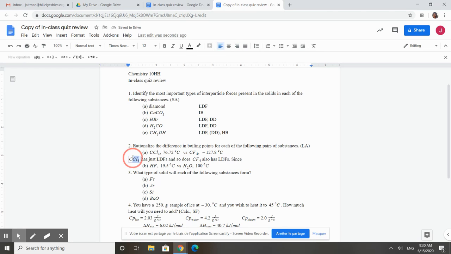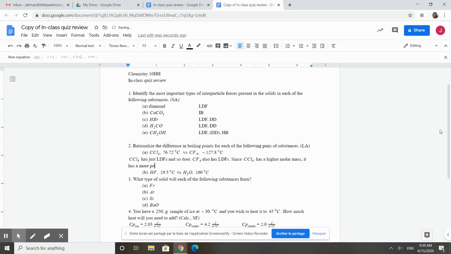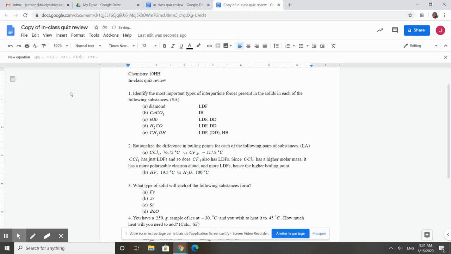So then I just have to think to myself, since they both have LDFs, why does CCl4 have more LDFs? Since you guys are not yet in AP, I probably wouldn't require on the grading rubric that you use the phrase more polarizable electron cloud, but it's a good thing to include.